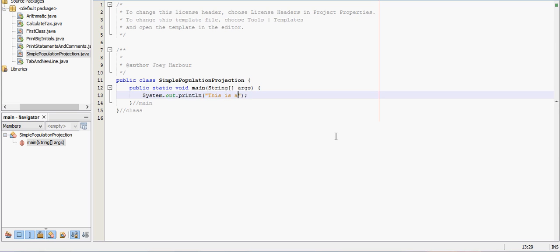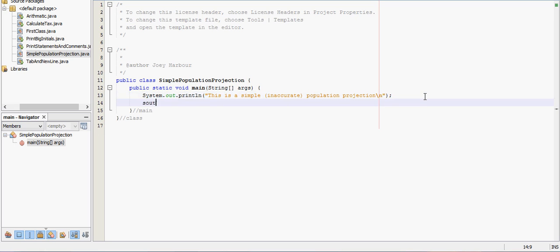This is a simple, inaccurate, ignore the bad spelling, I'm not very good at spelling, population projection. Alright. And we'll go to another line, make that look neat. Get a little space in between there.